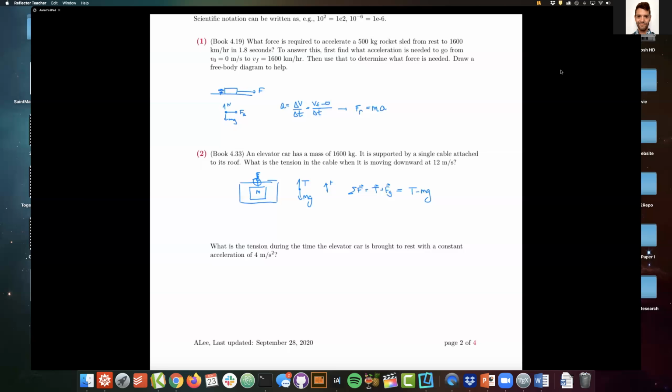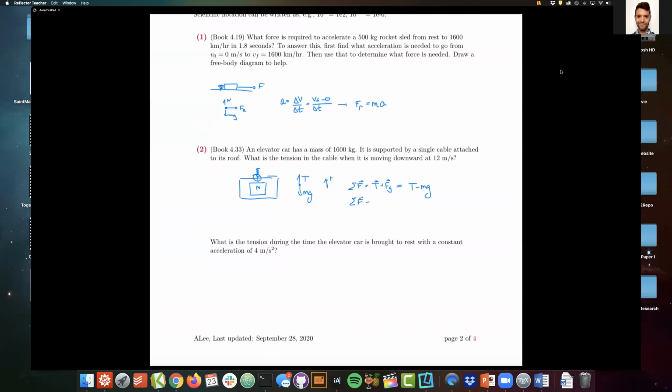The sum of the forces equals the mass times the acceleration. But if it's moving downward at 12 meters per second, that means there's no acceleration. The velocity is not changing. So this is 0. So then T equals mg.